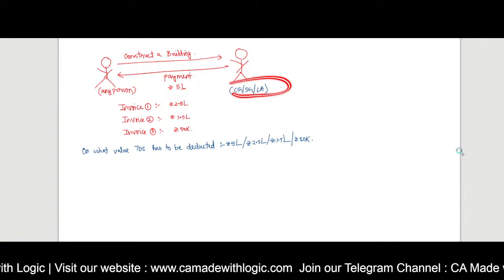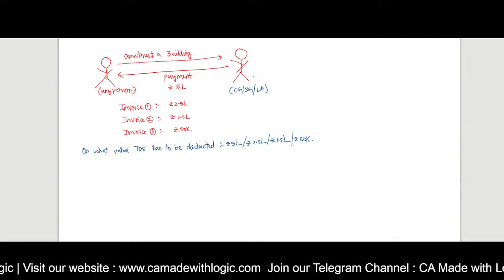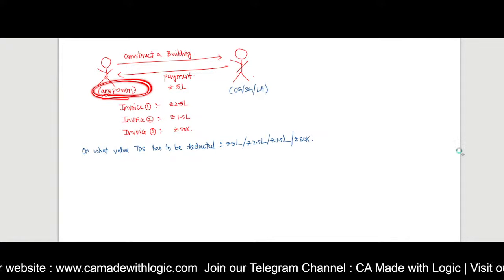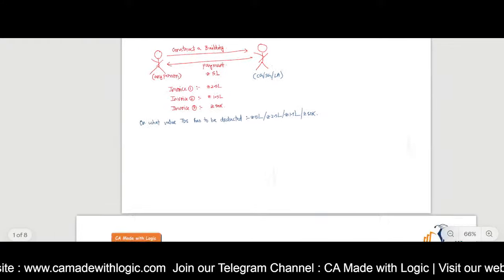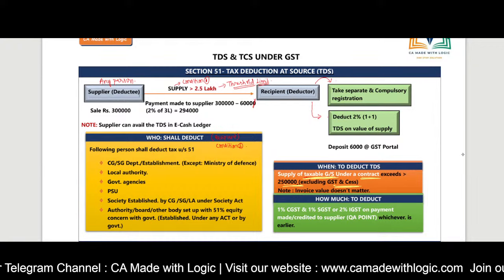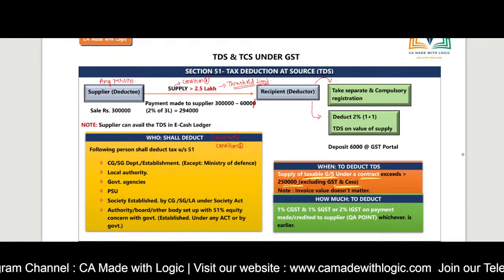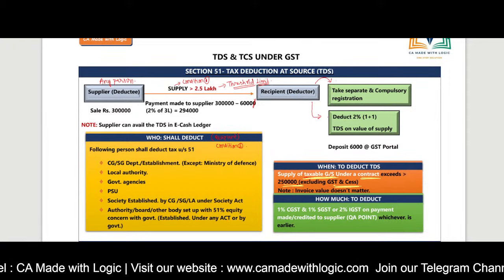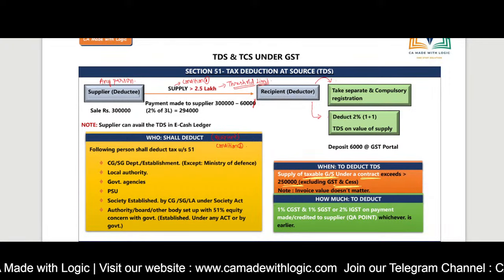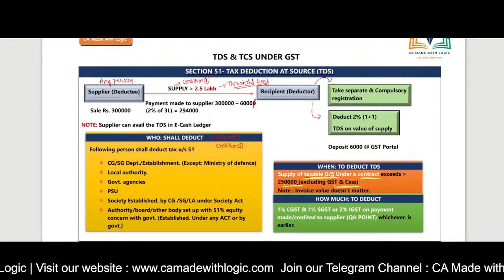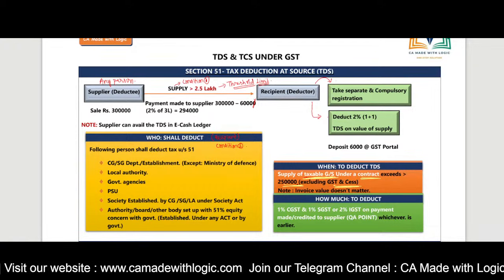The central government, state government and local authority have to deduct the TDS before making the payment to the supplier. Basically there are two conditions. One is that the supply has to be greater than 2.5 lakh rupees. Please focus on the wording: it is greater than 2.5 lakh rupees. So if it is less than or equal to 2.5 lakh rupees, then TDS need not be deducted. Remember this very important point.